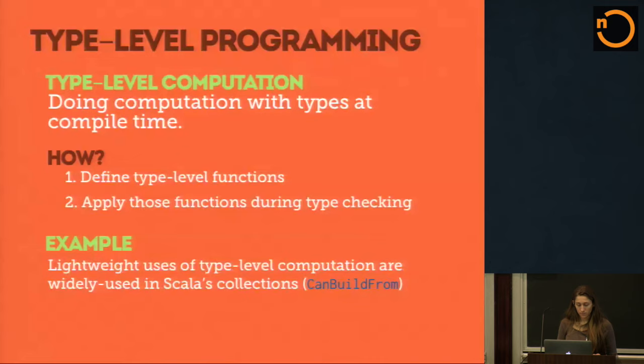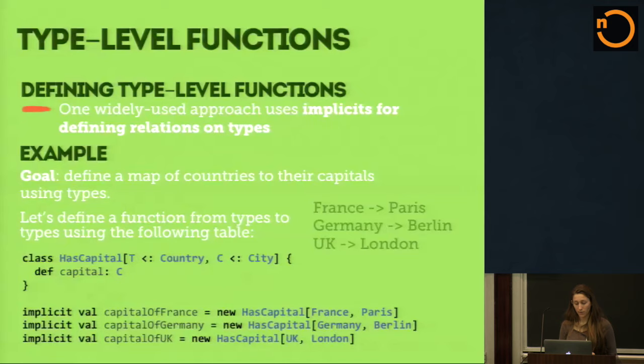In real life, there's a lightweight use of some type-level computation in CanBuildFrom in Scala's collections. One common way, if you want to create this type-level function, is to use implicits, which can be implicit values or implicit defs, all kinds of things. In the example I'm going to show you, it's going to be a bunch of implicit values. But you can use them for defining relationships between types.